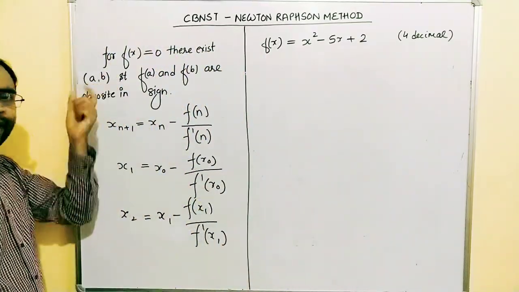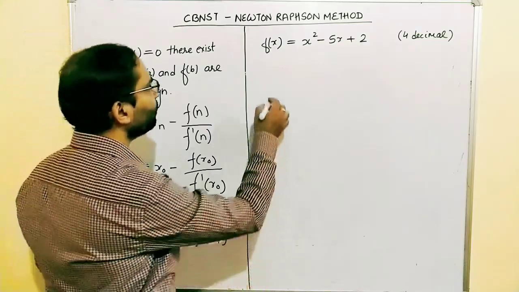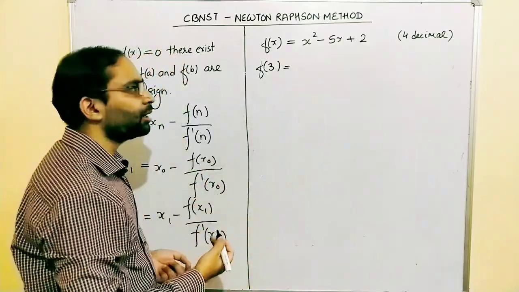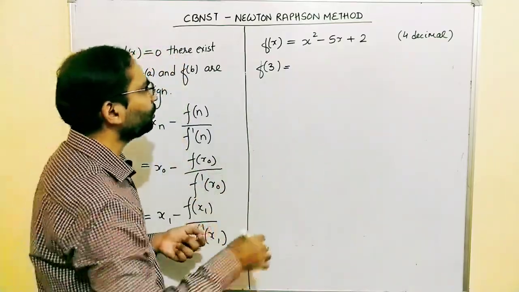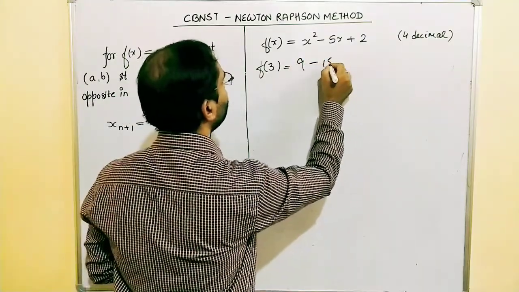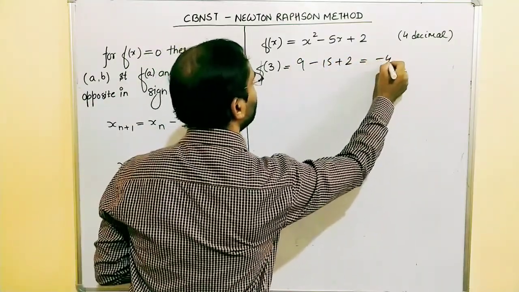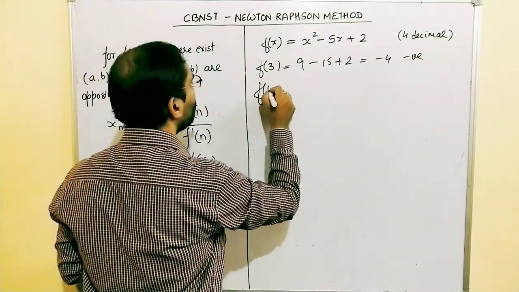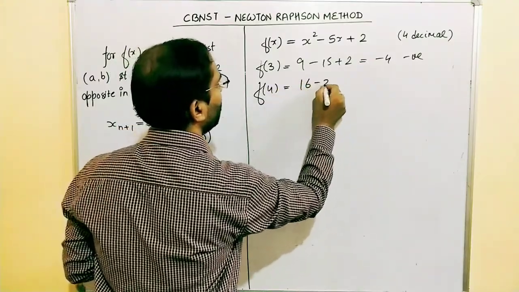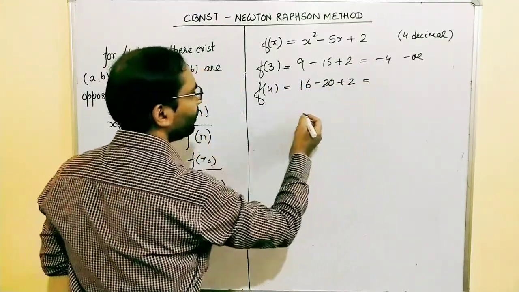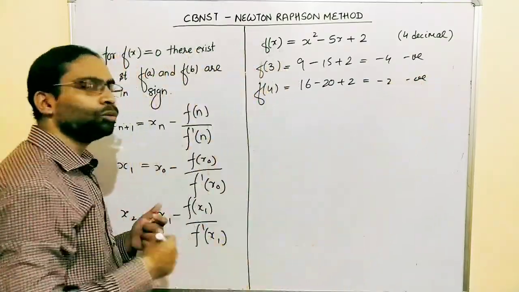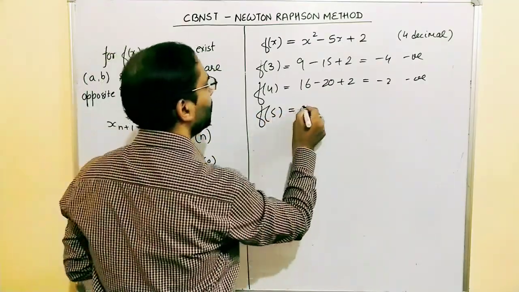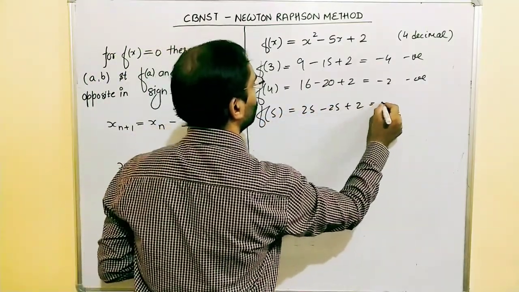So let's find this interval a, b with the help of the hit and trial method. Let's say if I put f(3), I'm using just the hit and trial method. We can start from 0 also. I'm starting from 3 here, so this will be 9 minus 15 plus 2. So this will be minus 4. It's a negative value. So let's move further. Let me put f(4). And you can see this is 16 minus 20 plus 2. So this is coming minus 2, another negative value. We need to do it more. So let me take f(5). So this will be 25 minus 25 plus 2. So now this is plus 2.